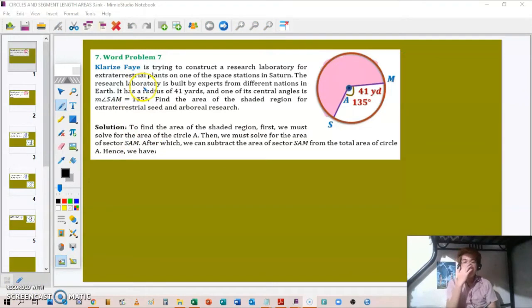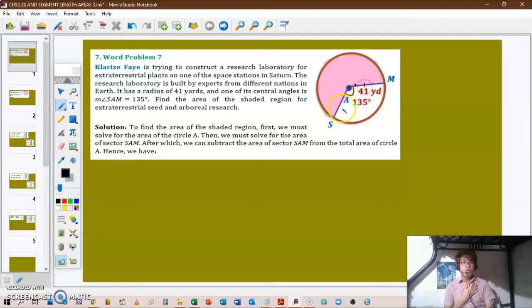Okay, so for word problem number 7, we have here Clarice Fay is trying to construct a research laboratory for extraterrestrial plants on one of the stations found on Saturn. The research laboratory is built by experts from different nations on Earth. It has a radius of 41 yards, and one of its central angles, angle SAM, is equal to 135 degrees.